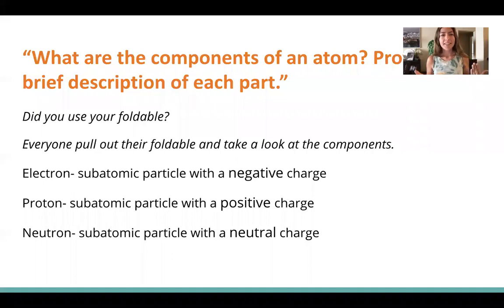So listener responses. Okay, so let's go over the definitions. We have an electron, the subatomic particle of a negative charge. Proton, subatomic particle of a positive charge. Neutron, subatomic particle of a neutral charge. So did anyone have any questions about this? Did anyone get a different answer? Anyone have anything to add? Okay, let's move on to the next question.